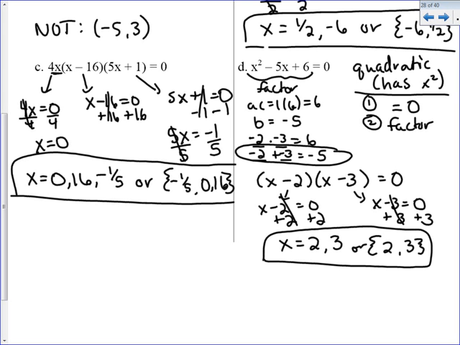So for most of these quadratics, you have to do that legwork, where you get it equal to 0 and then you create the factors. And again, when we get to Unit 4, we'll use this to solve some application problems. Questions?